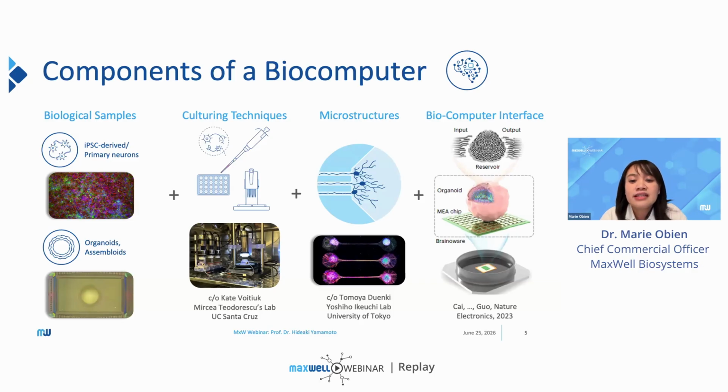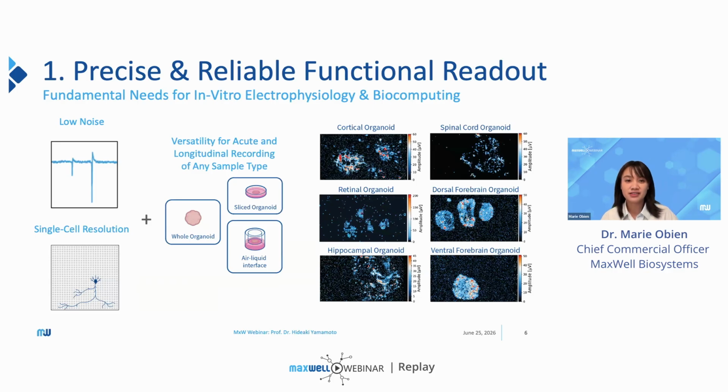So what are the needs for both in vitro electrophysiology and for biocomputing? So the first part is precise and reliable functional readout. Here at Muscle Systems, we are very proud to offer low noise and single cell resolution for our high density MEAs. And for today, I'm also excited to share with you some of our new developments to enable even further the versatility for acute and longitudinal recording of any sample type. Here you can see examples of recordings from different types of organoids that are mostly used as well for biocomputing.